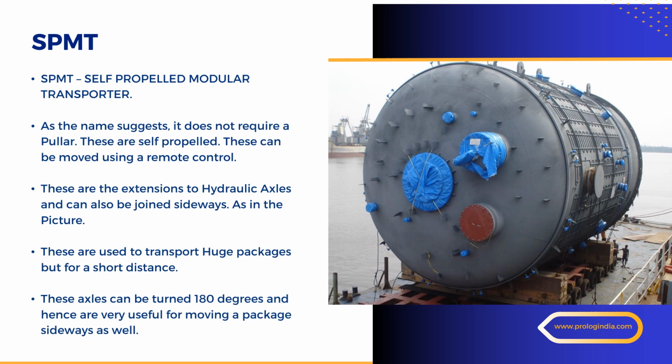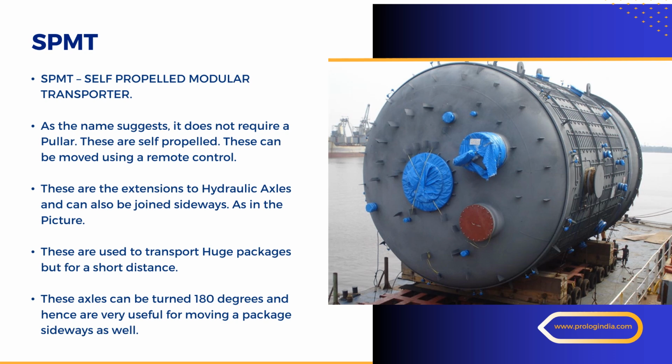These are usually used to transport huge packages, but for a short distance. They don't go over a long distance. So within the factory, or from a factory that is near to the port, this is used. These axles can be turned 180 degrees and hence are very useful to move a package sideways as well. A hydraulic axle can only move back and front, or in reverse direction. However, SPMTs can also move to the left and also move to the right.